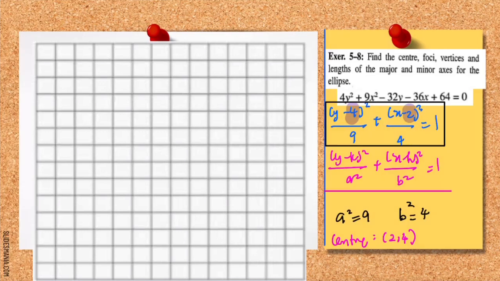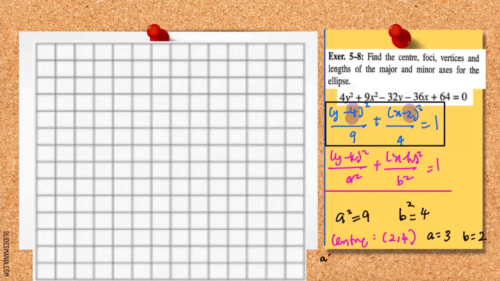So now let's continue our calculation here. We already have the center, (2, 4). We have the value of a squared equal to 9. b squared is equal to 4. So let's write here our a. Our a now is equal to 3. Our b now is equal to 2.